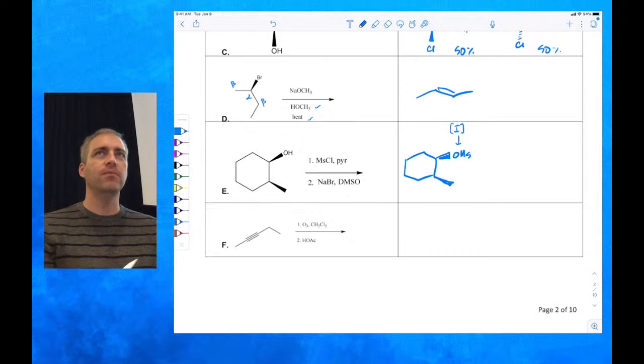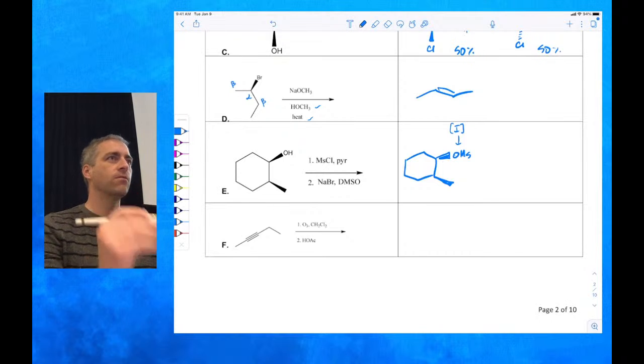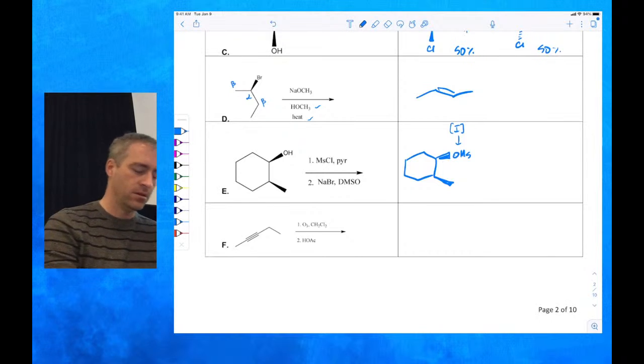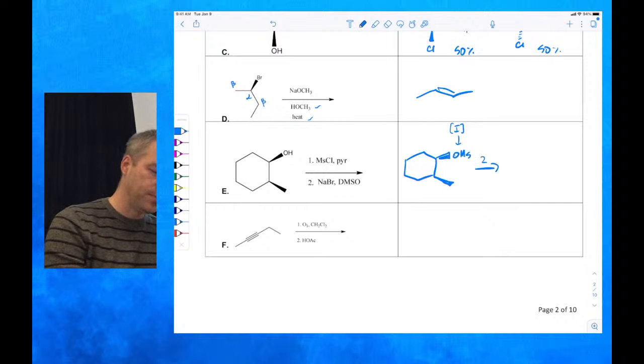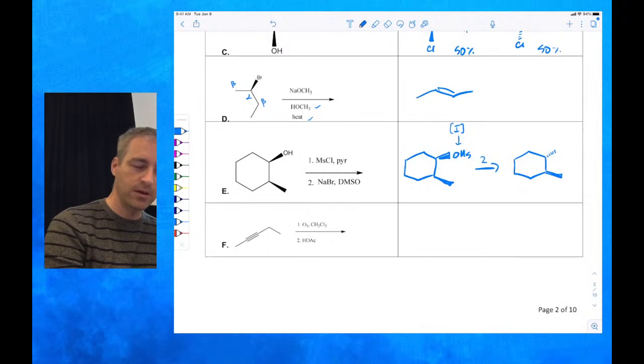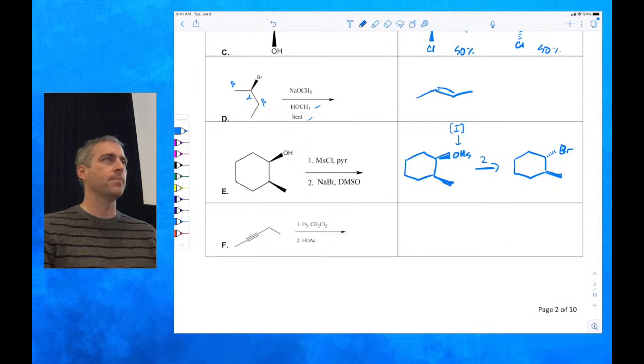And when that happens via SN2, there's going to be an inversion of stereochemistry. So after step 2, the methyl stays the same, and this comes out here and becomes bromide, just like that.